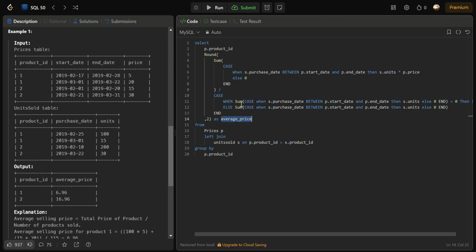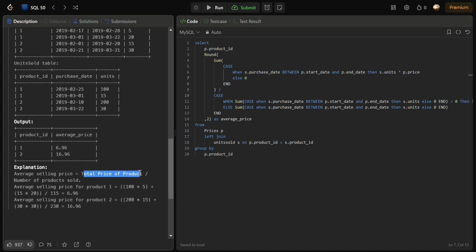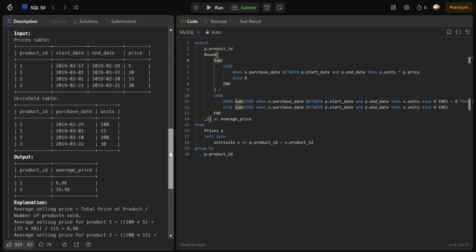For this average price, we are rounding the whole value to two decimal places using the round function. Inside that, for getting the total price of the product, we are summing up the values of the price with the particular units. So we use a case statement over here, checking the particular purchase date.